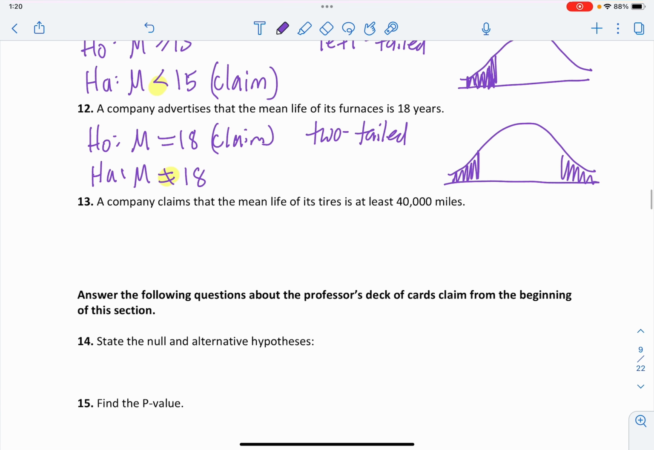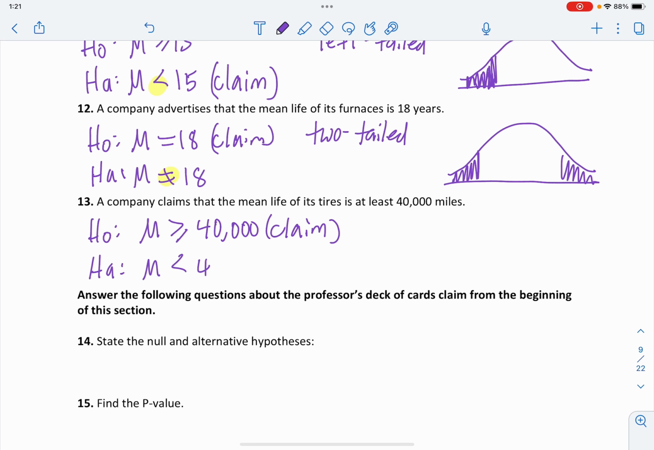How about a company claims that the mean life of its tires is at least 40,000 miles? Okay, HO, HA. You'll start getting used to at least. At least is that number or more, right? So that would be a greater than or equal to. At least is always greater than or equal to. That's that claim.